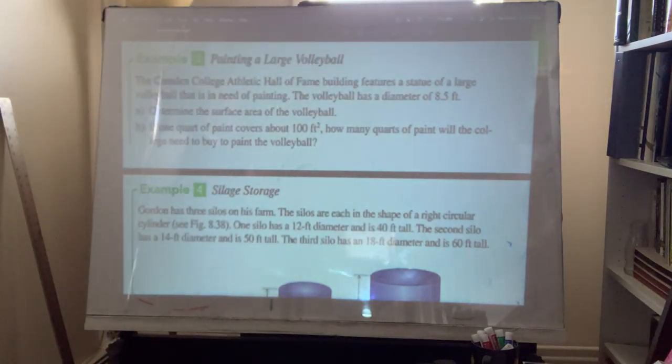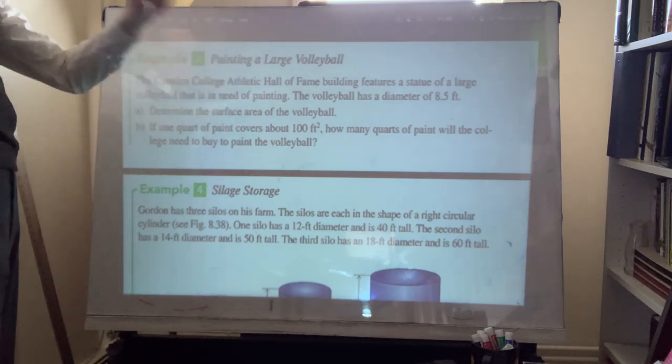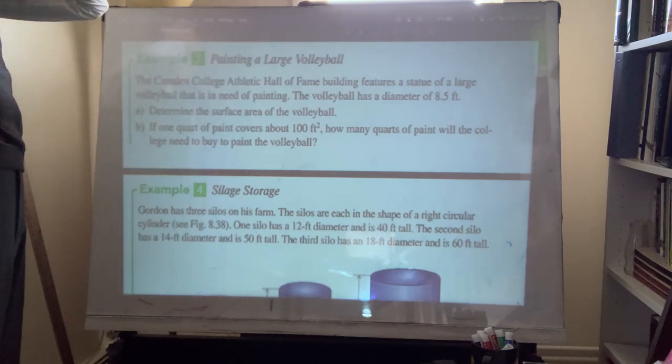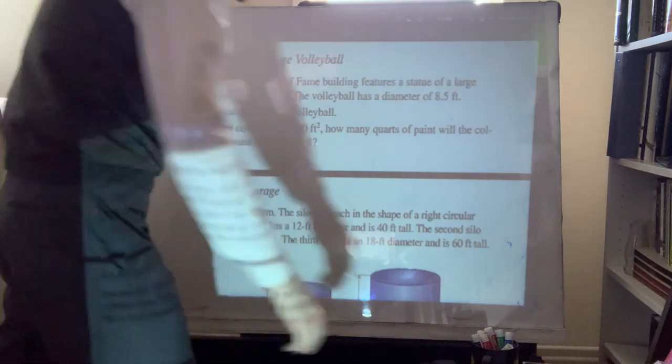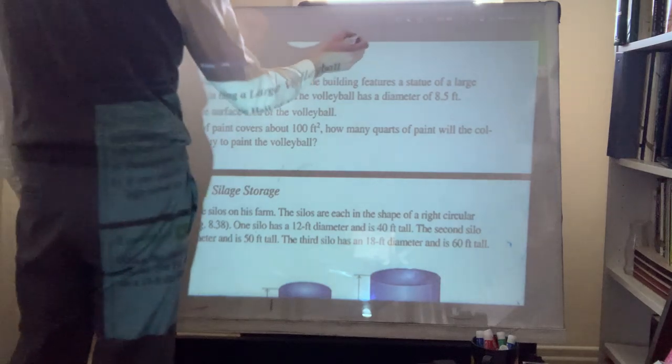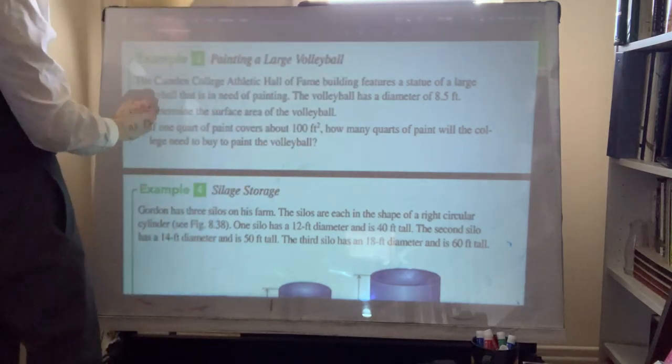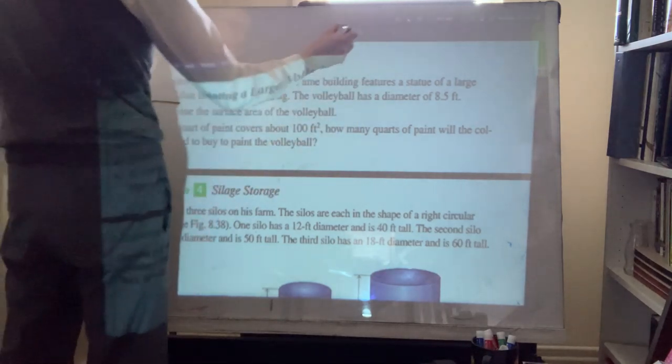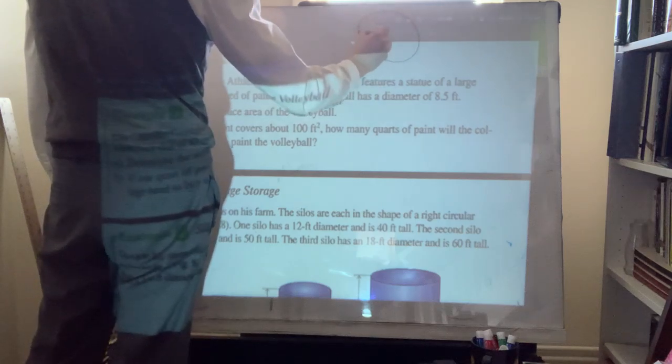The Camden College Athletic Hall of Fame building features a statue of a large volleyball that is in need of painting. The volleyball has a diameter of 8.5 feet. It is a good habit to, based upon the description, draw a simple picture. If it's a volleyball, then it is a sphere shape, right?